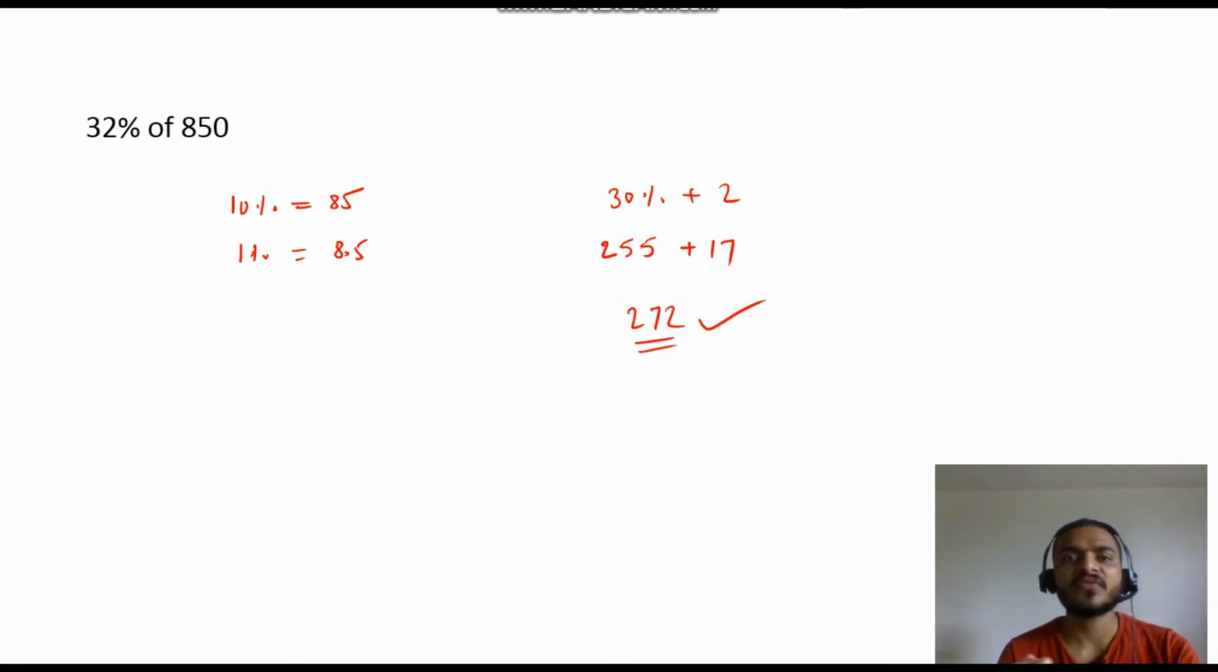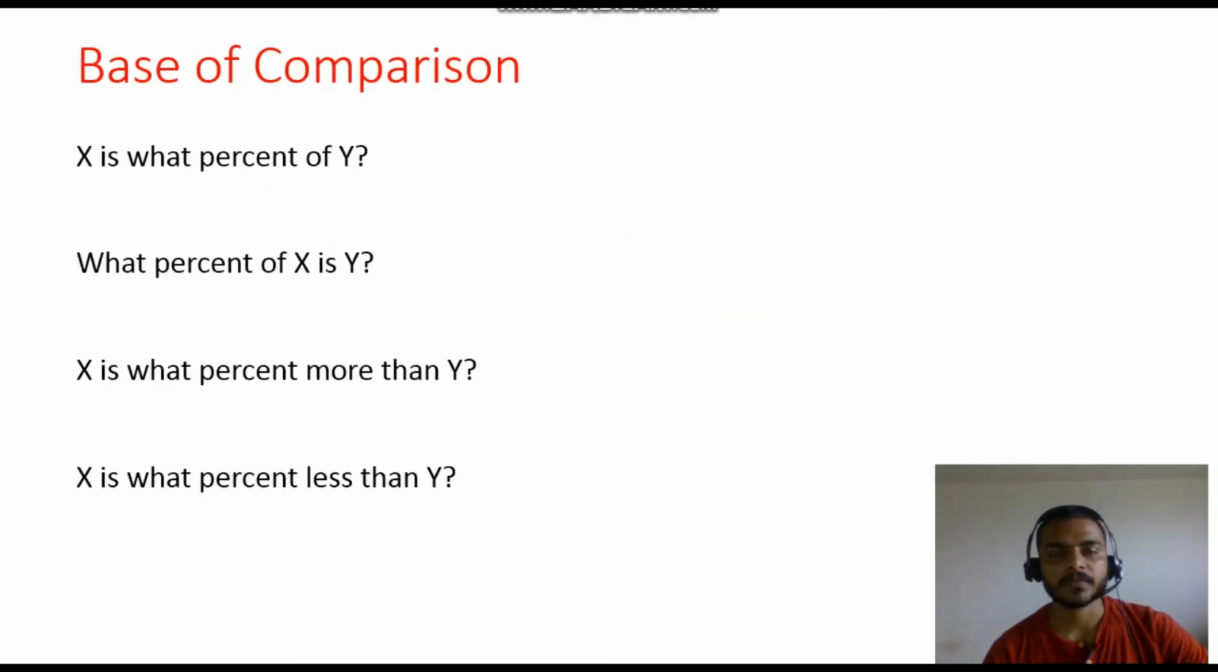So it depends on every question which method you use. So I hope we have learned the methods of calculation so far. So let's now learn the base of comparison. In the questions of percentages, one very important thing to understand is what the base of comparison is in the given statement. So look at this.